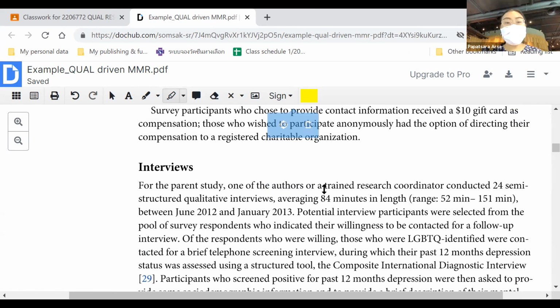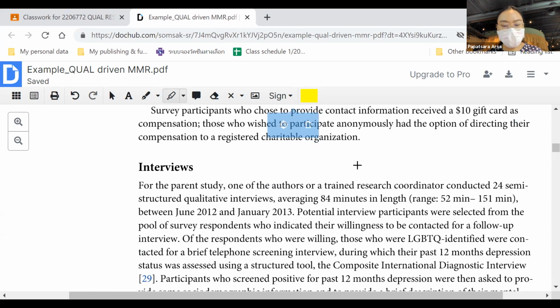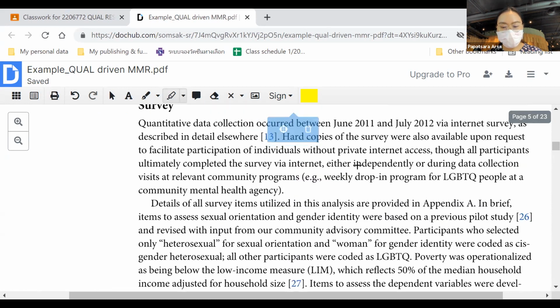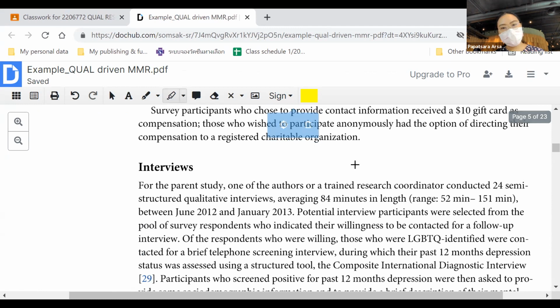Because on number three and four, the potential interview participants were selected from the survey respondents. So that's, yeah, the same group. So they just pick up some, right? Yes. Those are the potential interviewees, right? Yeah.